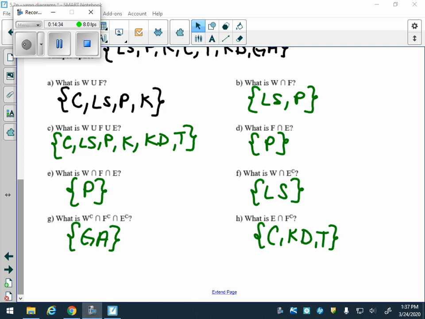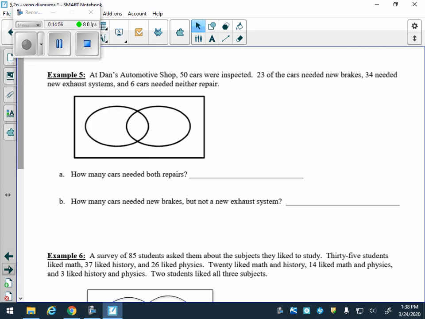What animal does not have webbed feet and does not have fur and does not lay eggs? The green anaconda. What animal lays eggs but does not have fur? It's crocodile, Komodo dragon, and tortoise. Okay, so that's a different example. We're just looking at animals. Okay, what's coming next is this example here.